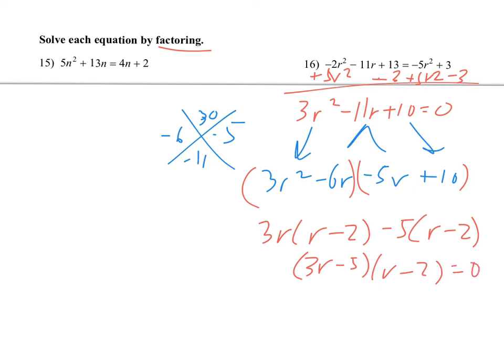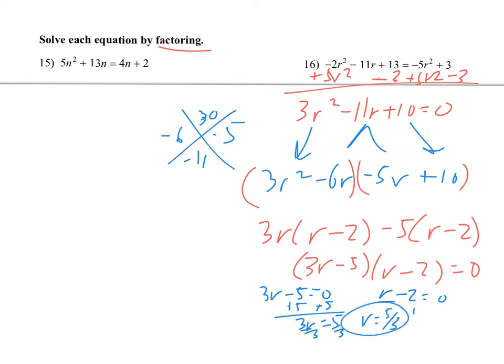Now I do need to solve these by splitting them up and setting them equal to 0 individually. So I'm going to add the 5 over. So 3r equals 5. And then divide by 3, so r equals 5 over 3. And then this one I would add the 2 over, so I got r equals 2.